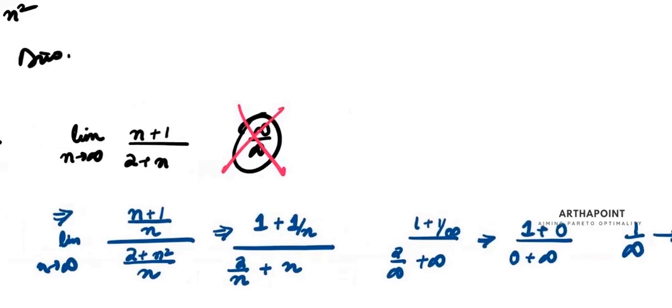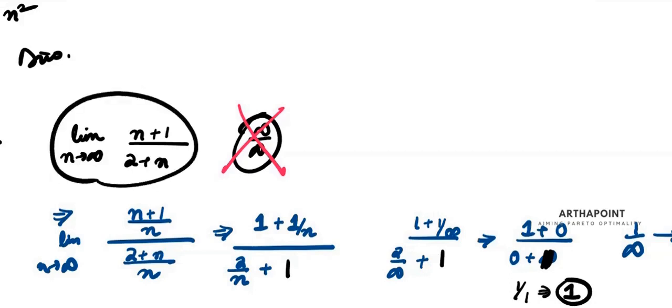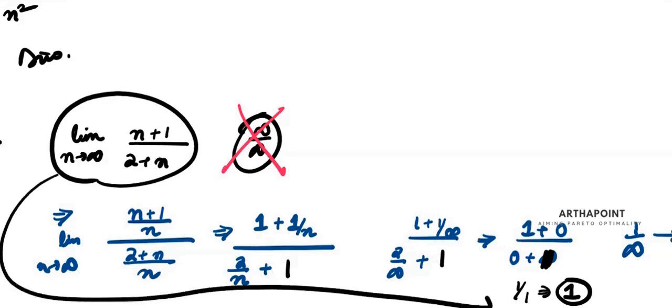Now take a third case. Suppose this is n, and here also you have n. This becomes 1, and here also you will just have 1. Here you will just have 1. So 1 by infinity is 0, 2 by infinity is 0. So you will get the answer as 1 by 1, which will be 1. So we are saying that as you keep on increasing n, this sequence will converge towards 1.